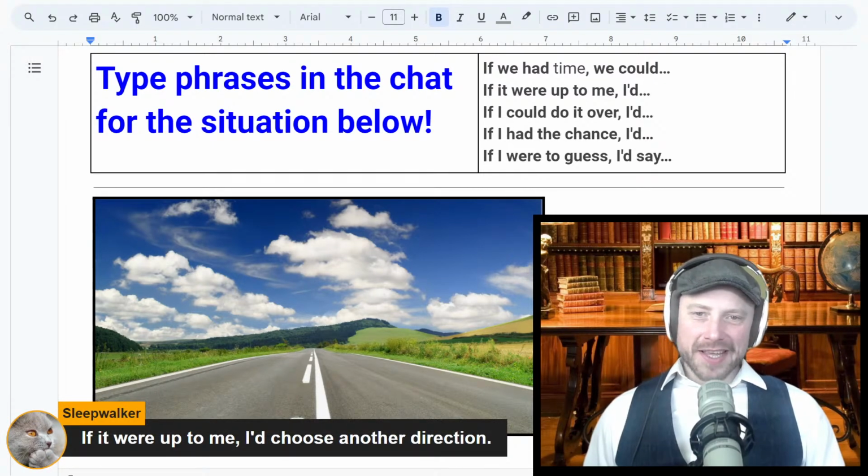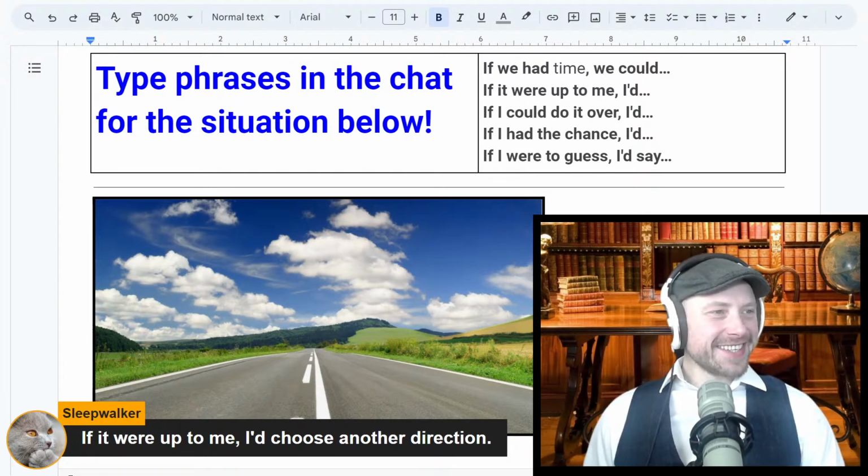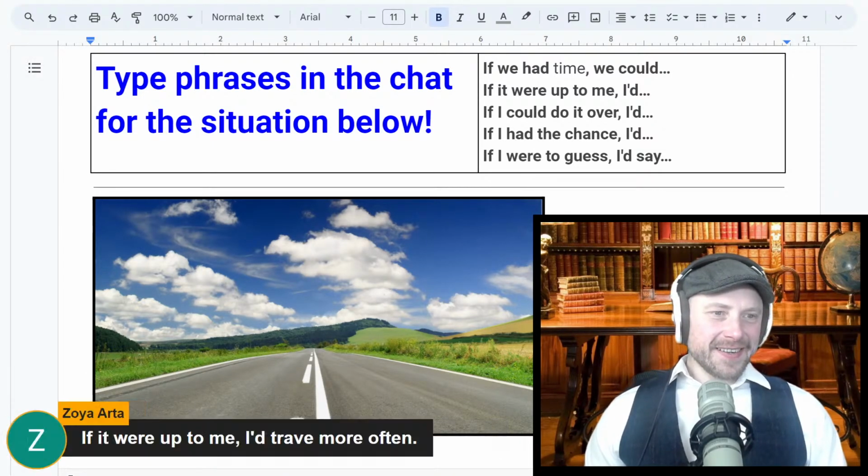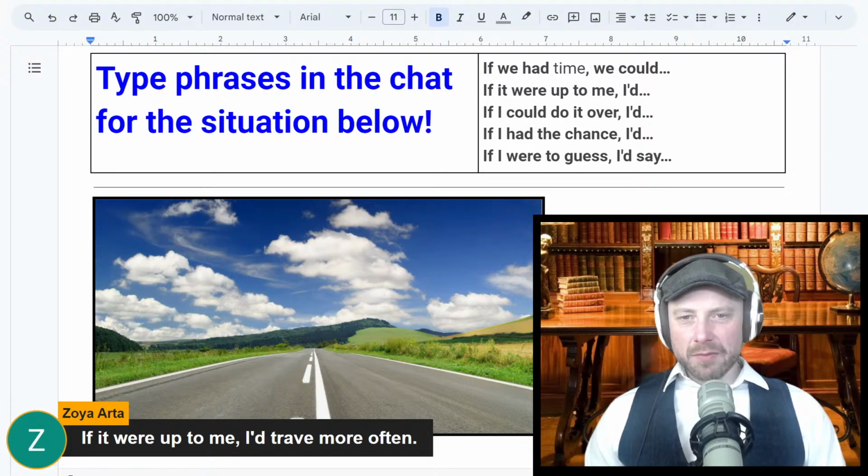Sleepwalker says, if it were up to me, I'd choose another direction. Really? I think it looks like a good direction. I suppose it depends what you want from life, doesn't it? Zoya says, if it were up to me, I'd travel more often. Travel more often.